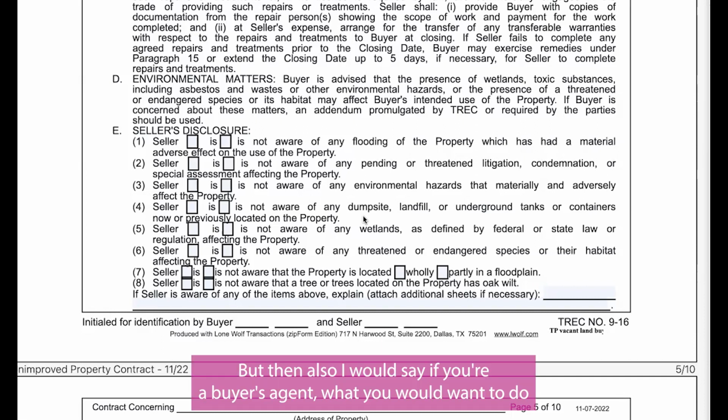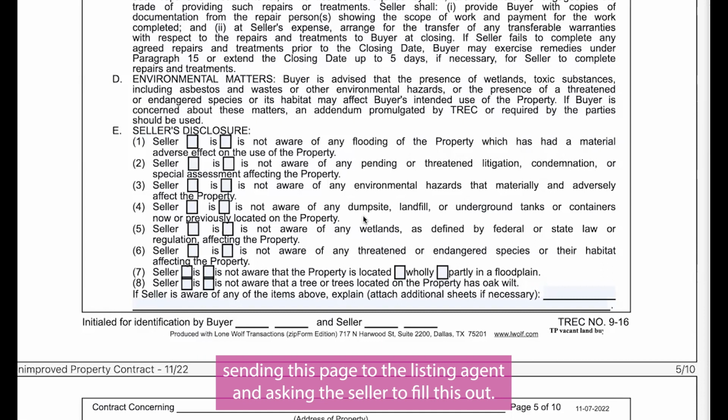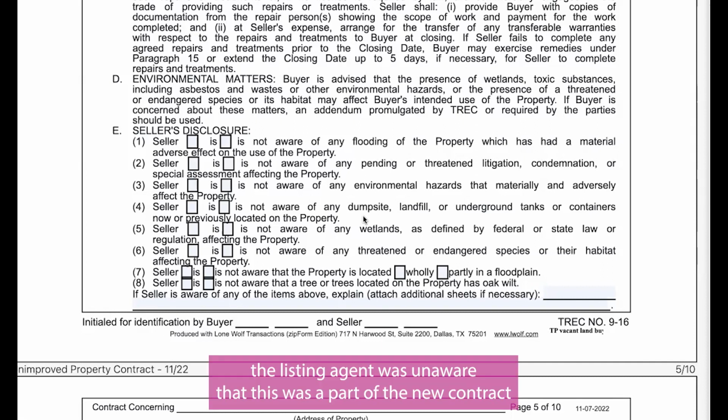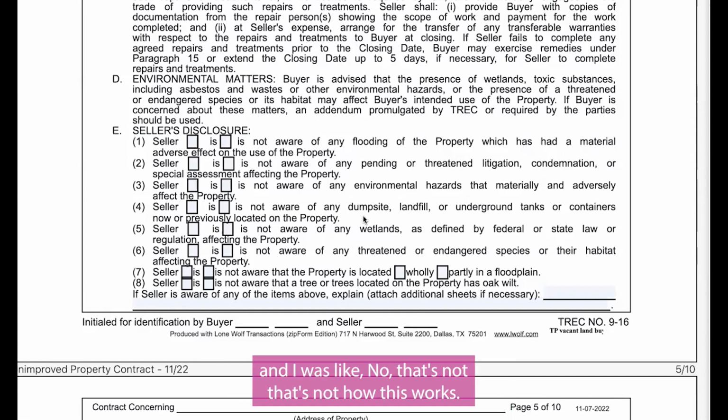But then also, I would say if you're a buyer's agent, what you would want to do before submitting your offer is sending this page only to the listing agent and asking the seller to fill this out. I recently had an interaction about this section trying to write an offer for some land, and the listing agent was unaware that this was a part of the new contract changes, and also was having trouble getting their seller to complete it. They wanted us to complete it, and I was like, no, that's not how this works.